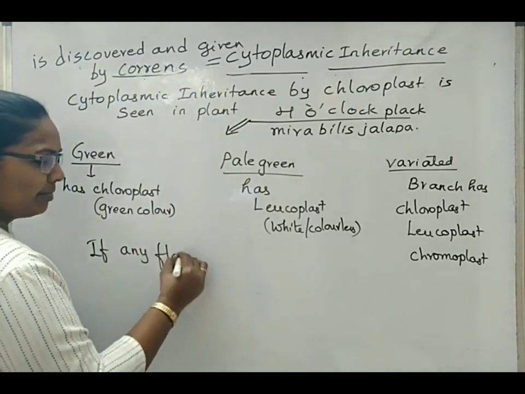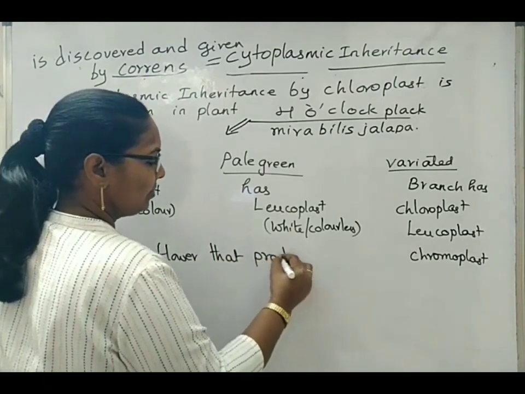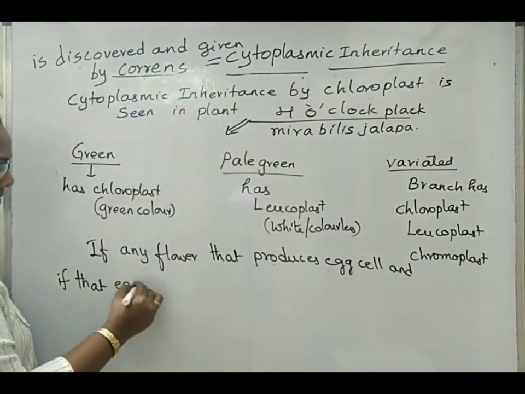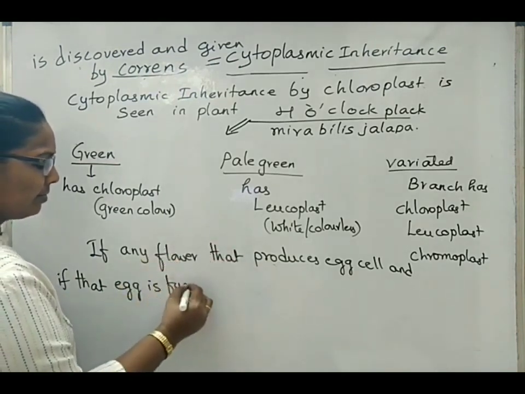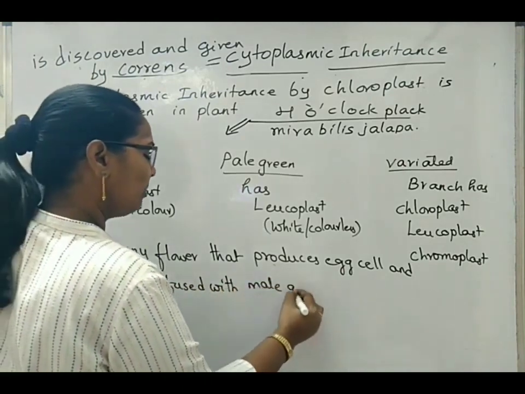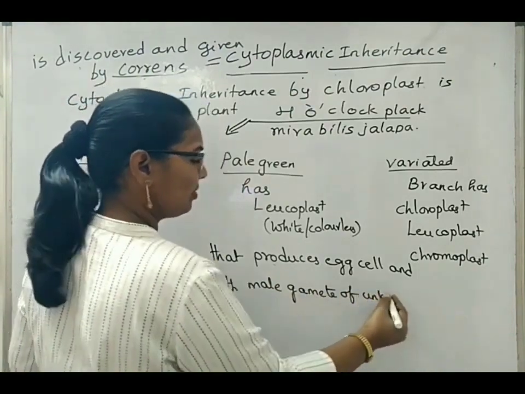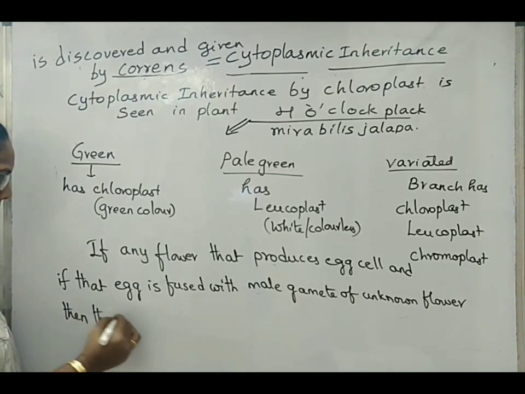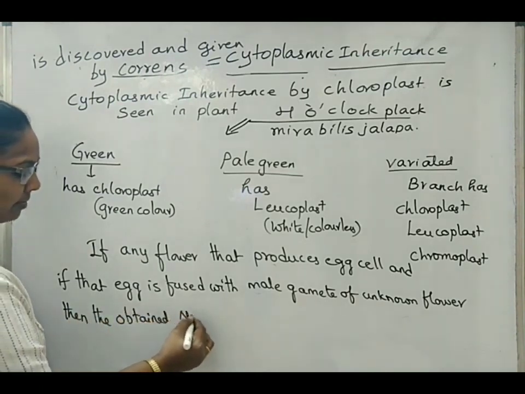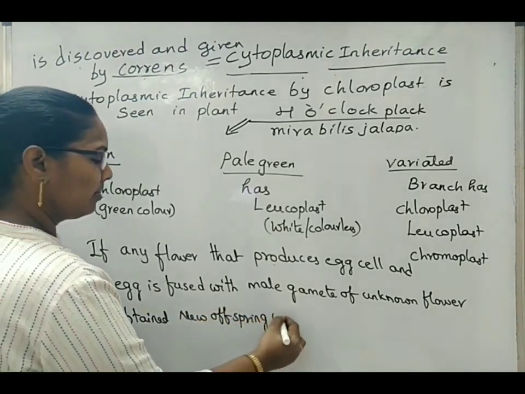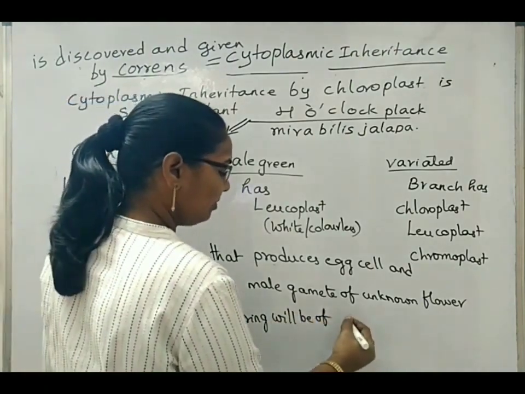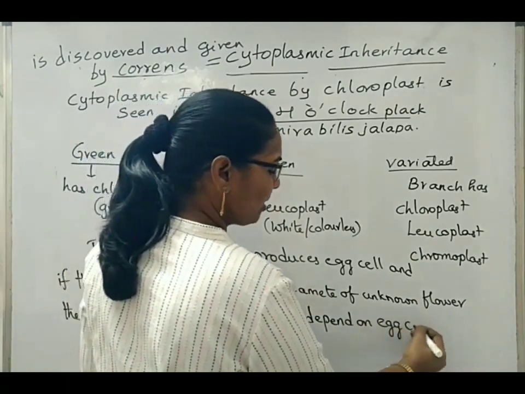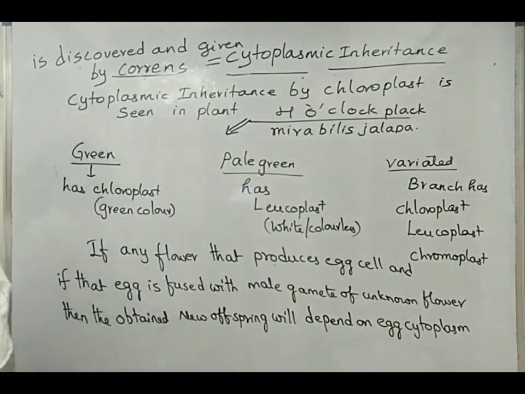If any flower produces an egg cell, and if that egg is crossed or fused with the male gamete of an unknown branch or unknown flower, then the obtained new offspring will depend on the egg cytoplasm. Egg cytoplasm. This is what I have said just before.